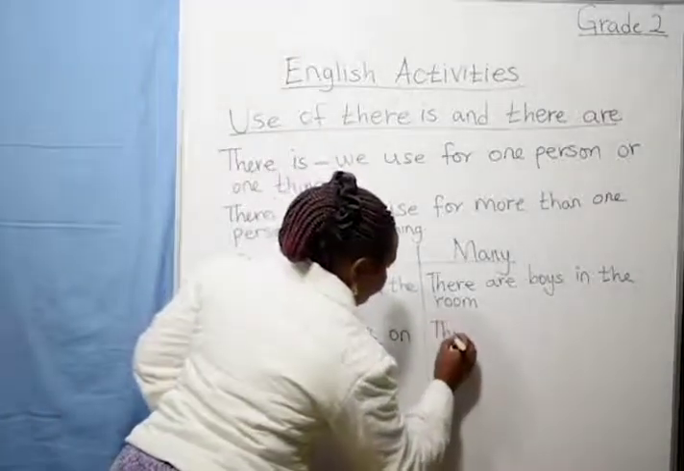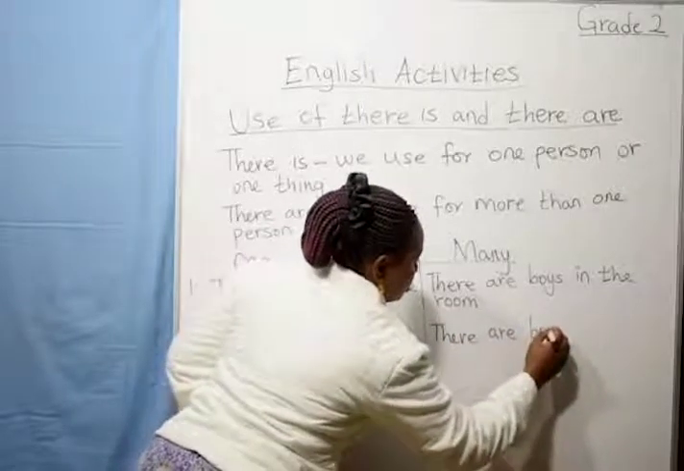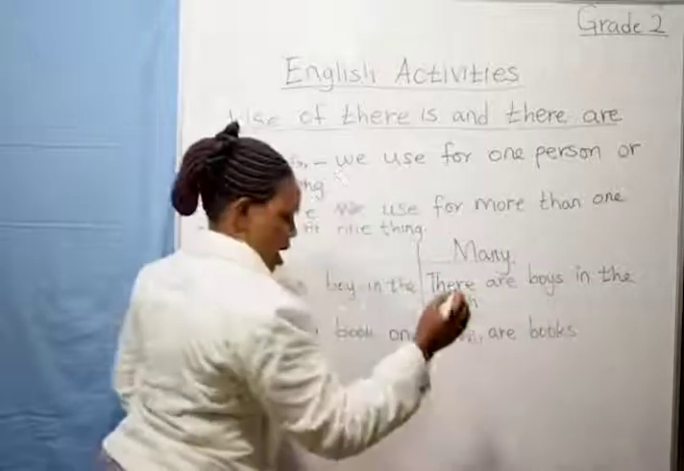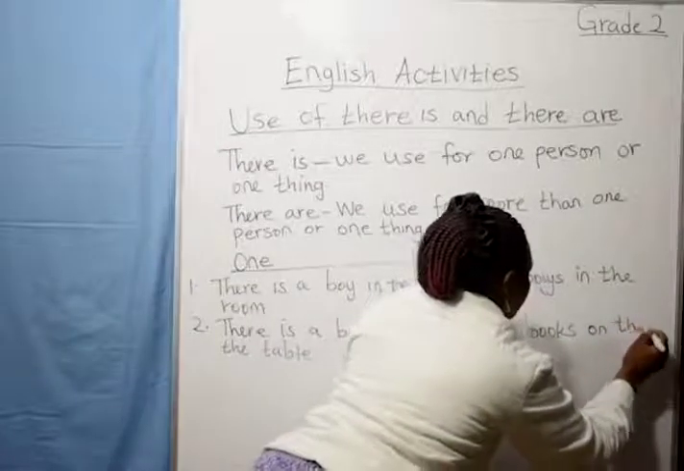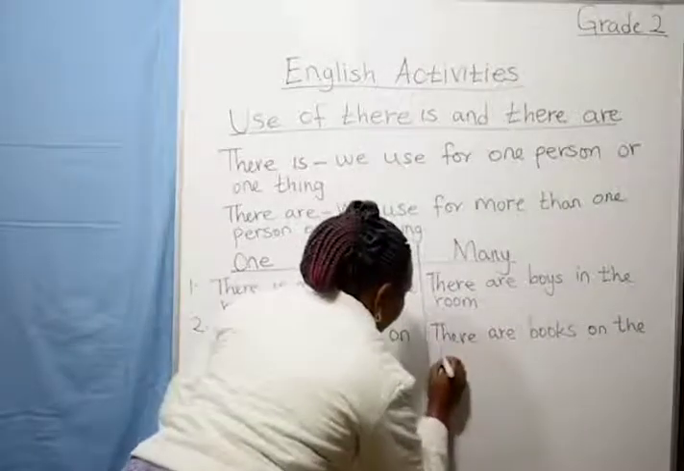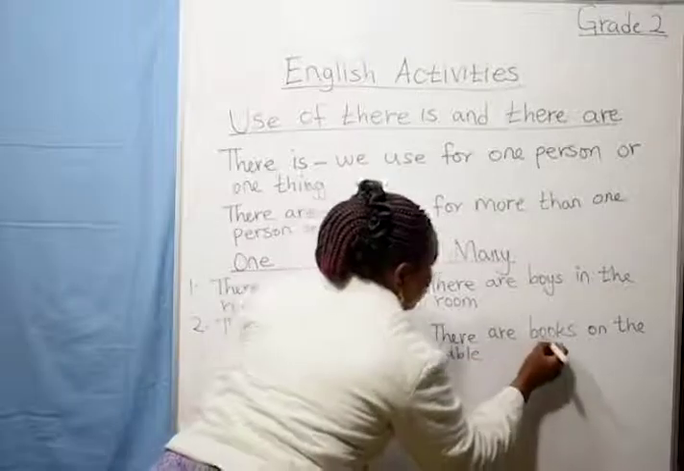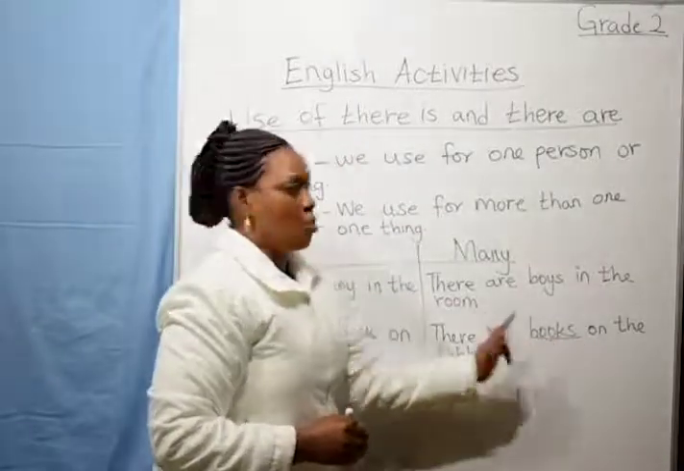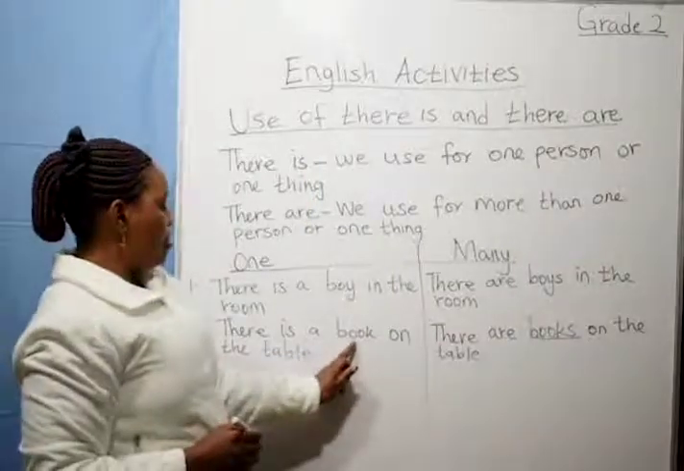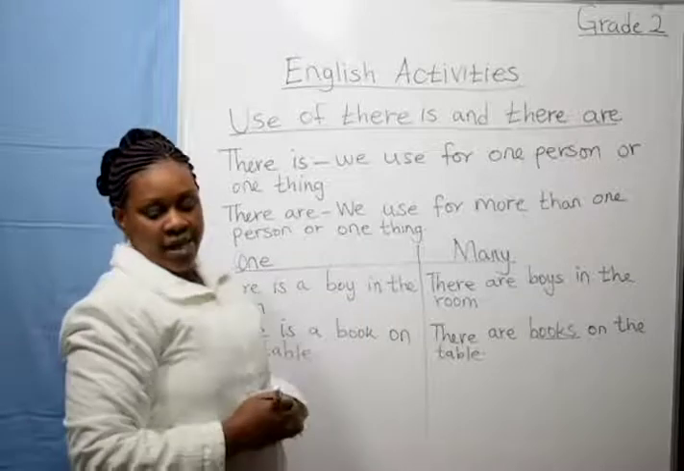There are books on the table. So here we are talking about many books. Many books they are on the table. And here we are talking about one book on the table. So there are books on the table.